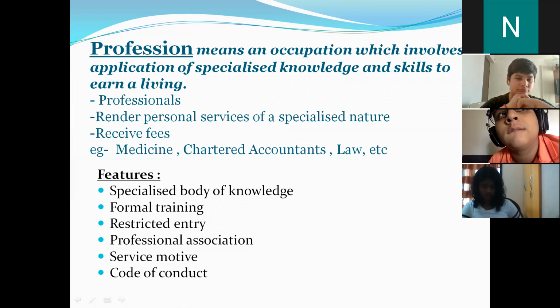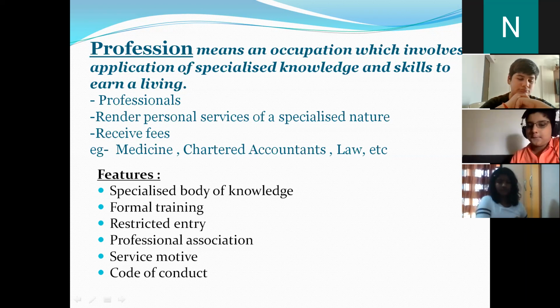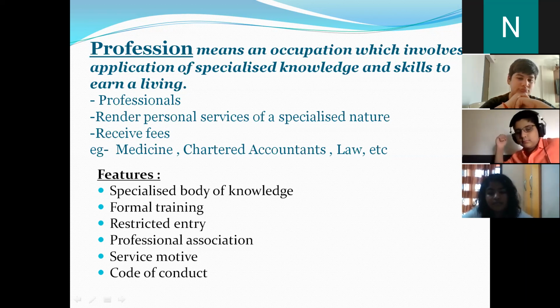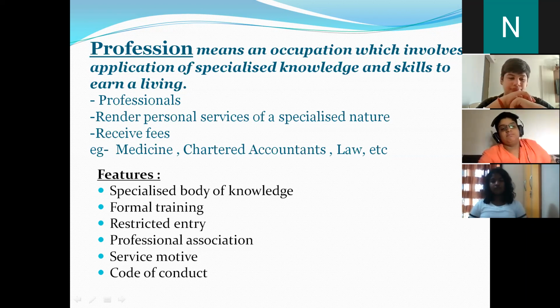Correct? Second is formal training. A profession provides facilities for formal education and training to those who want to acquire professional qualification. Again, a simple example of a doctor. If you want to become a doctor, there has to be a formal education. That means you either have to do MBBS or you have to do MD or MS. And you also need to get yourself trained under a senior doctor or under a hospital.